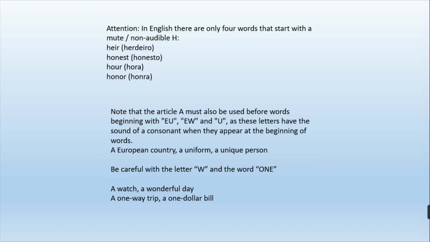Caxias is an hour away from here. It's an honor to be here. Okay, so these 4 words have a mute letter H, and then we have to use the indefinite article "an" instead of "a". Note that the article "a" must also be used before words beginning with EU. It's like ew, ew, and you, right? Not you. So as these letters have the sound of a consonant when they appear at the beginning of words.